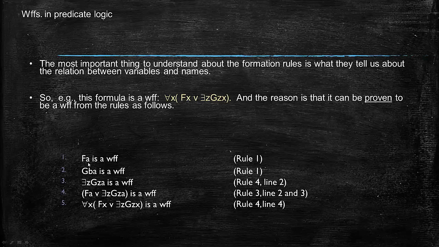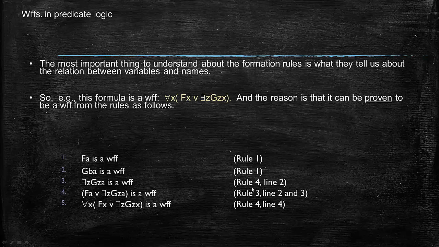On the first line, this says that Fa is a WFF. Why is Fa a WFF? Because it's an atomic formula. So that's Rule 1. Why is Gba a WFF? Because it is an atomic formula. So again, that's Rule 1. Now, on the basis of line 2, we can say that there exists a z, Gza is a WFF. Now, why is that?